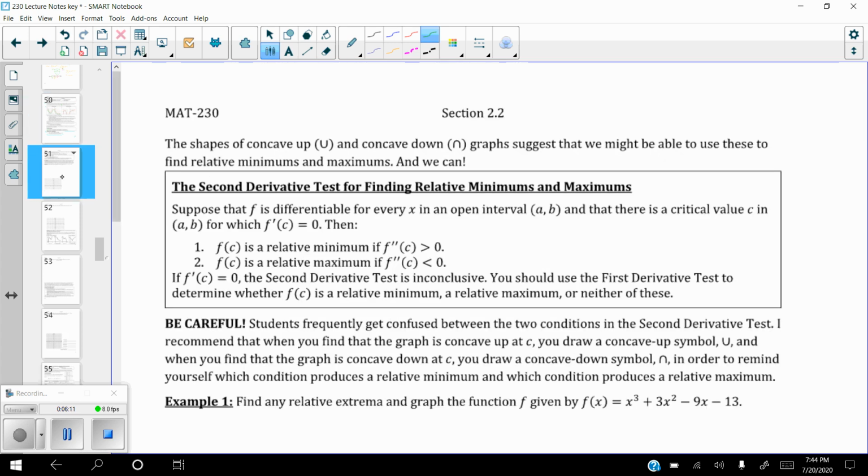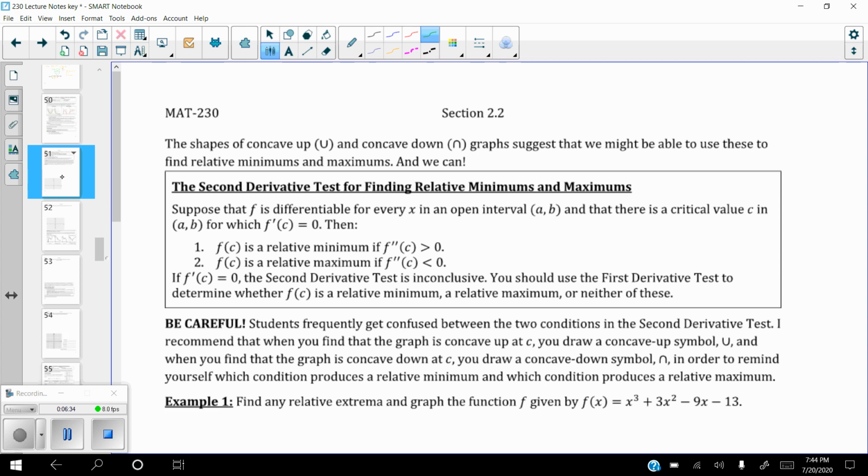and look at what we're going to actually do with this. We're going to do what's called the second derivative test. I'm actually going to try and sketch some stuff in this little box here so you can see what we're talking about. So the shape of concave up is basically that little U, and the shape of concave down is almost the upside down U. The graph suggests that we might be able to use these to find relative maxes and mins, and we can.